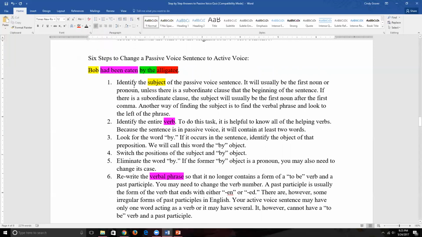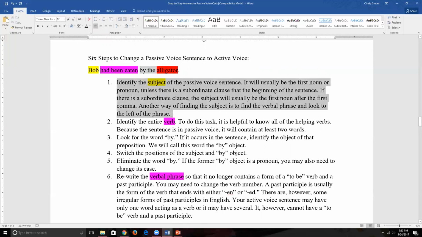Okay, so these are the parts of the sentence that we need. And actually, by the, I'm going to put in gray, because honestly, when we switch from passive voice to active voice, the word by is going to fall out of the sentence. We're not going to need by in this situation. Okay, so we've identified the 3 parts.